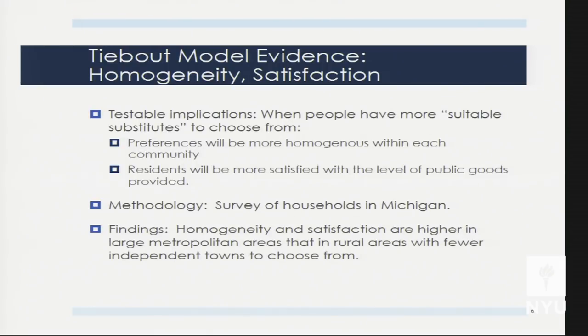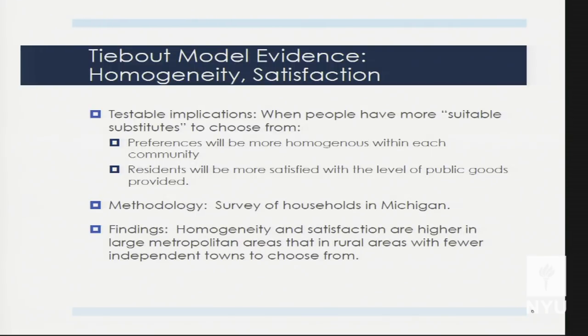Well, the first testable implication is that if the Tiebout model is working to some degree, then when people have more towns to choose from, a greater number of towns, people should be able to sort better. And so in each town, folks should be more homogeneous in their preferences for public goods. If you have more towns you could live in, you're more likely to live with people who have similar preferences for public goods as you do. Second, if you're sorting effectively, you should be more satisfied with the level of public goods your community provides. So these are two implications, and some economists went out and tried to test them.